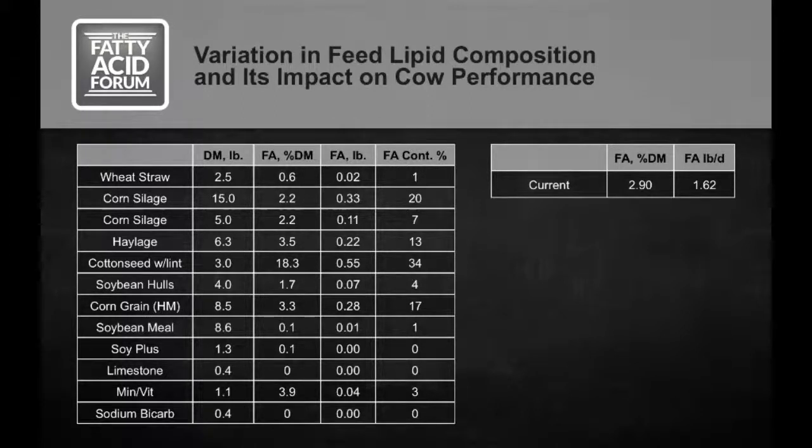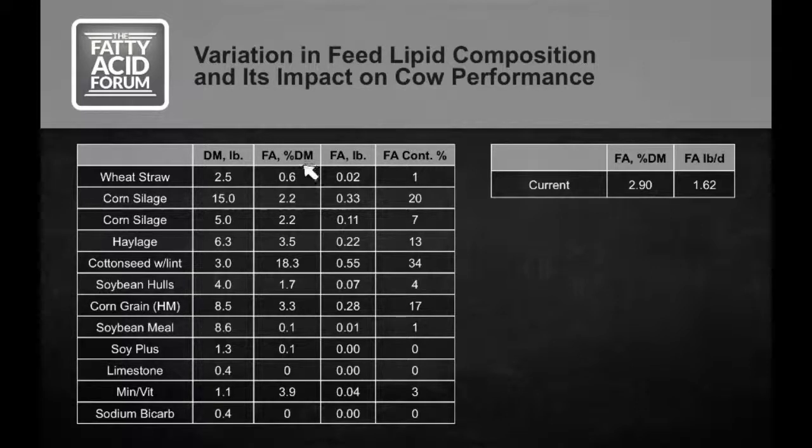What I did calculate out here in this last column is the contribution of each of these different ingredients to overall fatty acid intake based on this diet formulation. And what you will note here is that our corn silage has contributed nearly 30% of total fatty acids being supplied by this diet. The major one being cottonseed supplied 34% of the fatty acids, and then our corn grain, in this case high moisture corn, supplied 17% of the fatty acids in this sample.